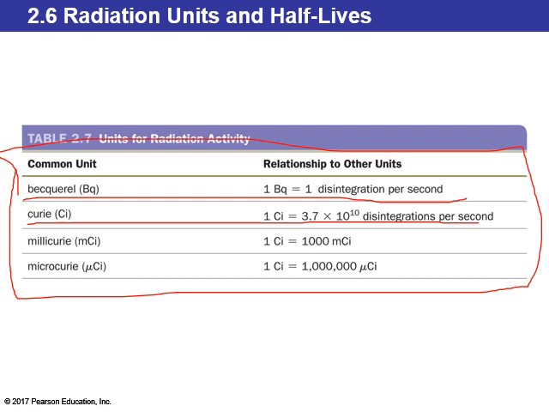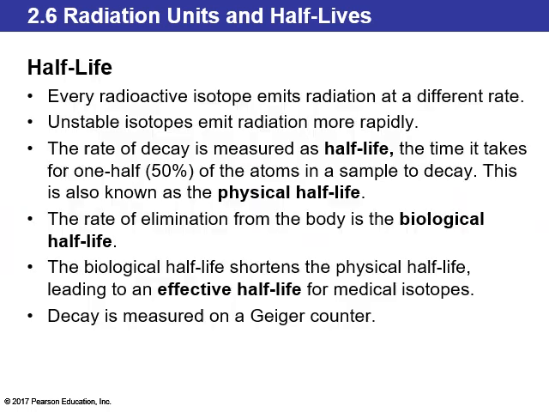Most often when you're working with pretty hot radioactive material, it's going to be in the millicuries range. If you're in the Curies range, you're really, really radioactive. And then microcuries is going to be far less radioactive than millicuries. Of course, you're 1,000 times less radioactive. You have fewer disintegrations per second.